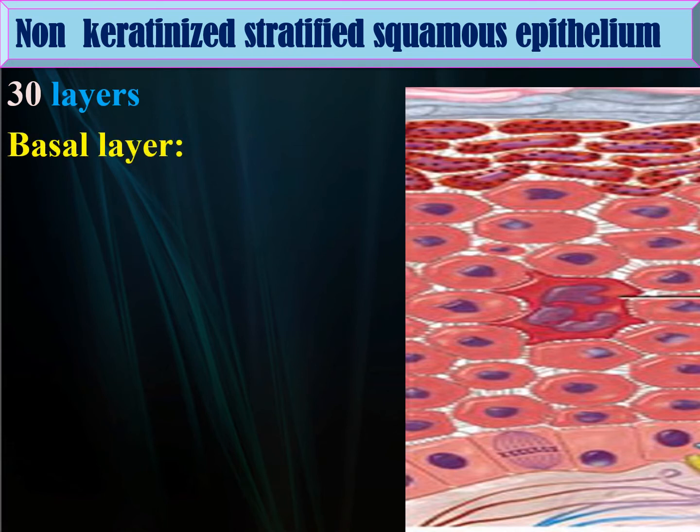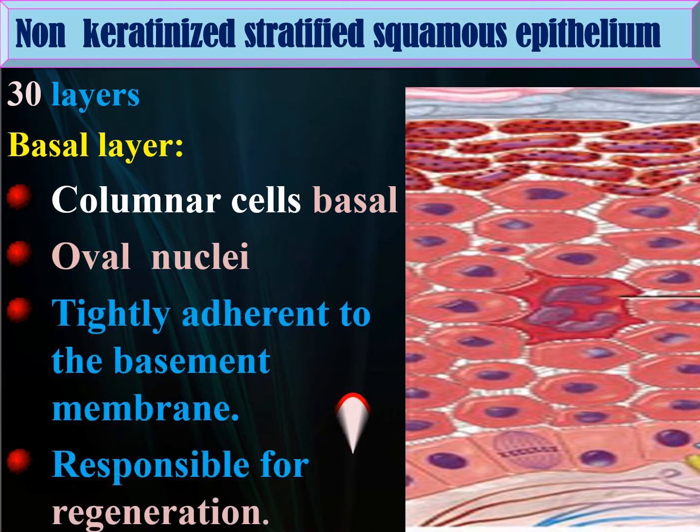The basal cells of the non-keratinized stratified squamous epithelium are columnar cells. The columnar cells are formed of tall cells with basal and oval nuclei. These cells are tightly adherent to the basement membrane, to protect this epithelium from detachment. Also, these cells have a high power for regeneration, so they are responsible for regeneration of the non-keratinized epithelium. As we see here, there are mitotic figures for the regeneration of the epithelium.